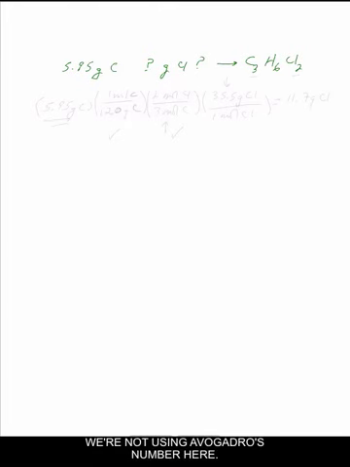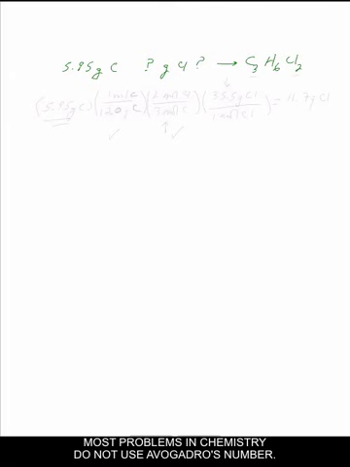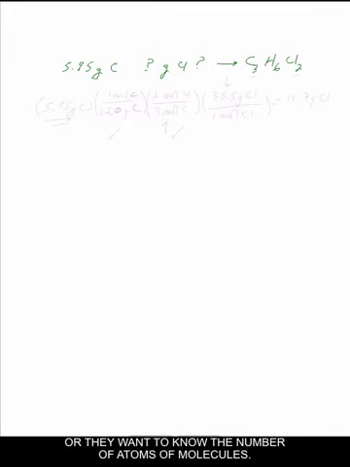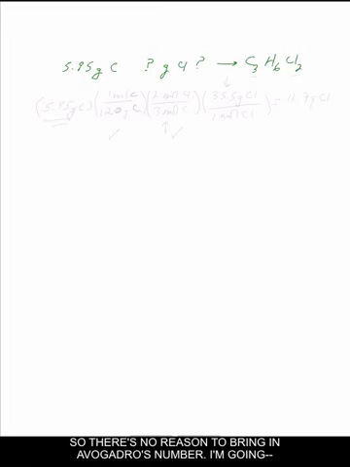These are very common kinds of problems we will see in other contexts later, and I want to emphasize we're not using Avogadro's number here. Most problems in chemistry do not use Avogadro's number. I've used an example here to stress how it could be used, but Avogadro's number is only used when somebody either gives you the number of atoms or molecules, or they want to know the number of atoms or molecules. Otherwise, you don't have to use it. And here's a good example. I'm giving you grams, and I want to know grams of another substance. So there's no reason to bring in Avogadro's number.